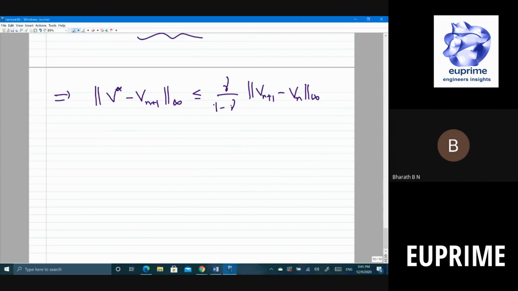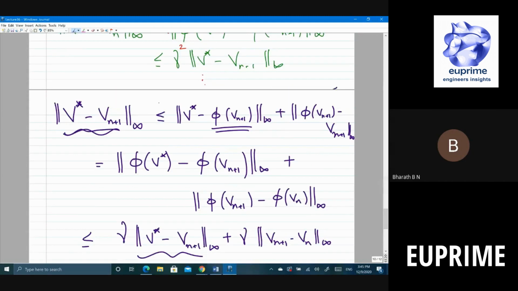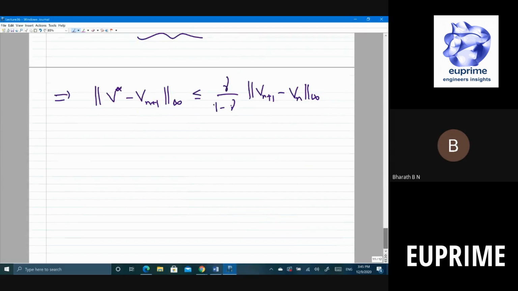Okay, so now let's say this difference, I want this to be less than or equal to epsilon, right? That's what we want. So essentially v star is epsilon close to vn plus 1, right? That's what we want. Do you agree?